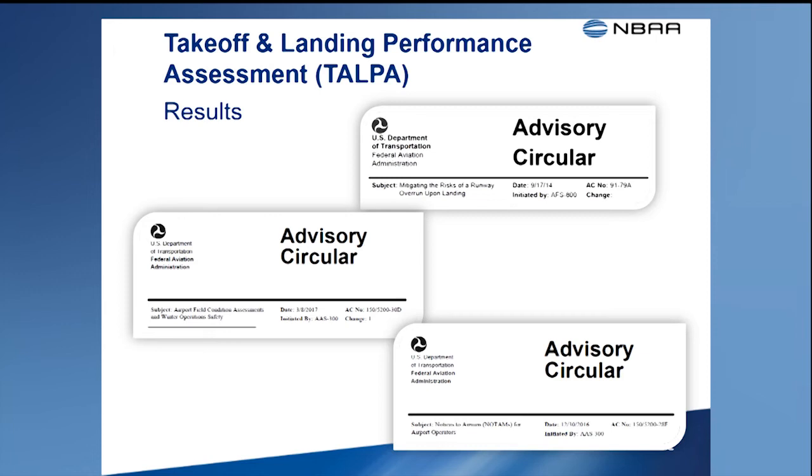In Advisory Circular 91-79, Mitigating the Risk of a Runway Overrun Upon Landing, pilots will find detailed information on landing performance, runway assessment, and the use of the Pilot's Runway Condition Assessment Matrix. For airport operators, the FAA has updated AC 150-5300-30, Airport Field Condition Assessments and Winter Operation Safety, which provides updated guidance on using the Runway Condition Assessment Matrix when assessing field conditions. The FAA also updated AC 150-5200-28, Notice to Airmen, for airport operators to assist them in reporting these assessments through the NOTAM system and then on to airport users.